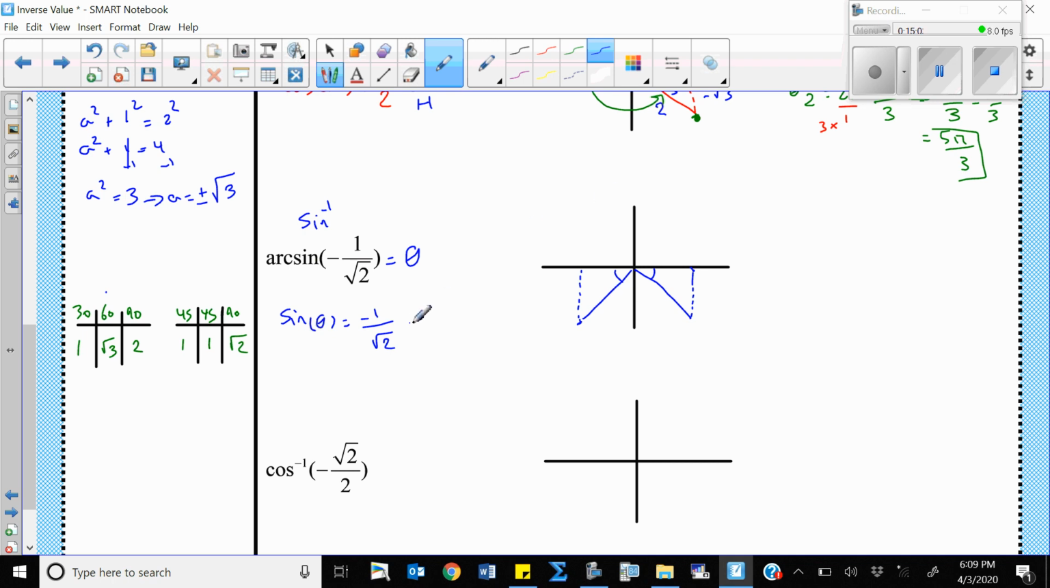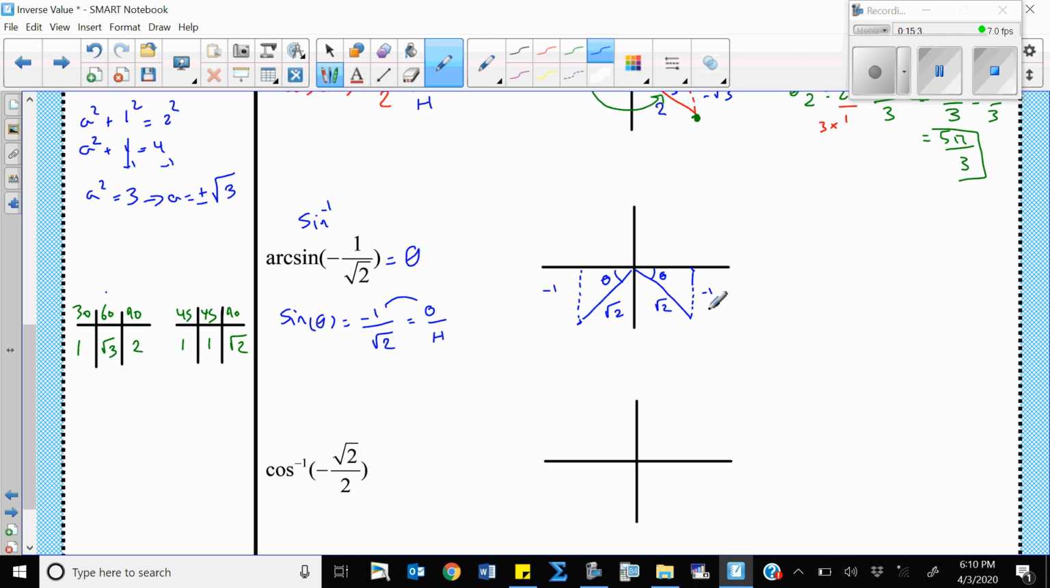And now sine is opposite over hypotenuse. So the opposite side is -1. The opposite side of this angle, which is theta, is -1. The same is here. This is my theta, it's -1. And then the hypotenuse is √2. Why didn't I put the negative sign for the hypotenuse? Because we know that the hypotenuse is always a positive value.